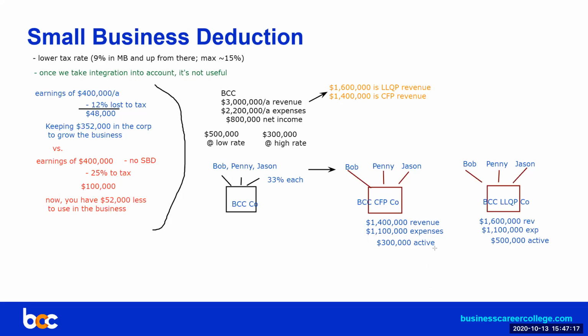Sherry knows better that I have not, in fact, outsmarted the tax man. And what the tax man is going to say, he's going to call me up and say, Jason, these are what we would consider to be connected corporations. They have the same ownership group. And because of their position as associated corporations, you have to share the small business deduction.